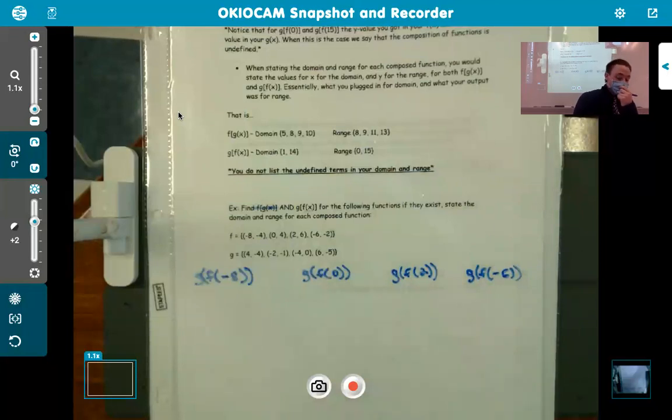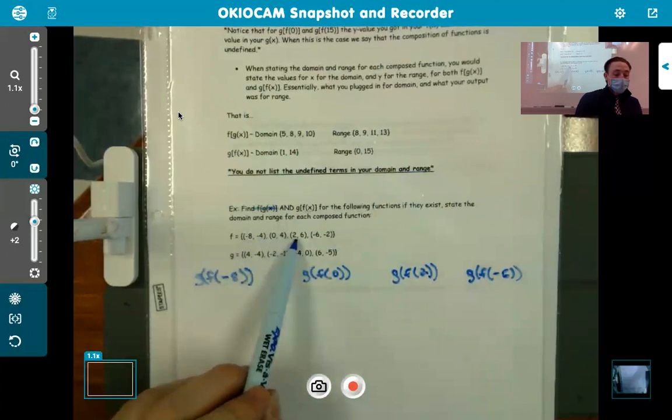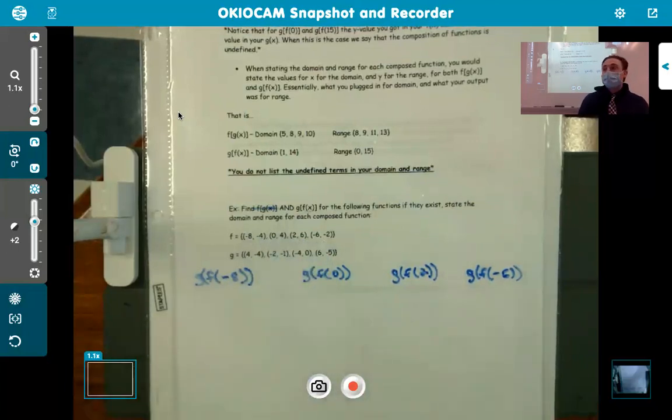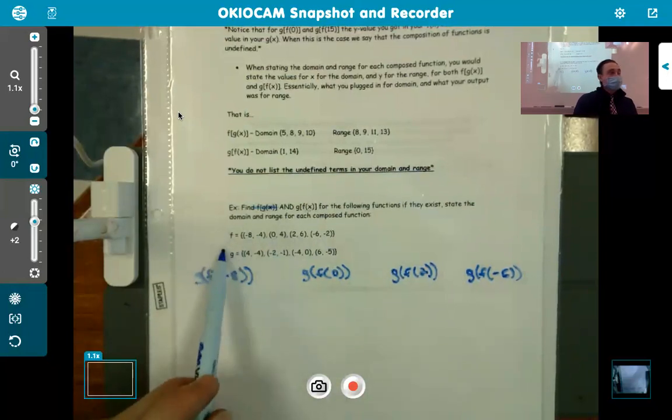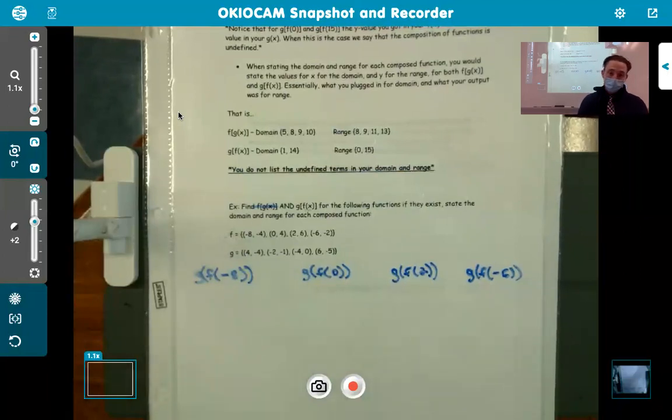So like I said before, your input, your x values are going to be all the x values from the inside function. So my inside function right now is f. So I'm going to plug in all the x values from my f function. Do we follow that? Where are these numbers from? They're from these functions listed right above. So f equals and g equals, those are two different functions now.